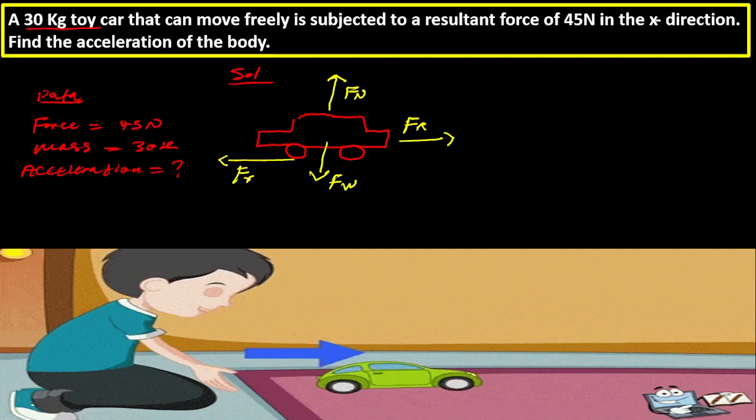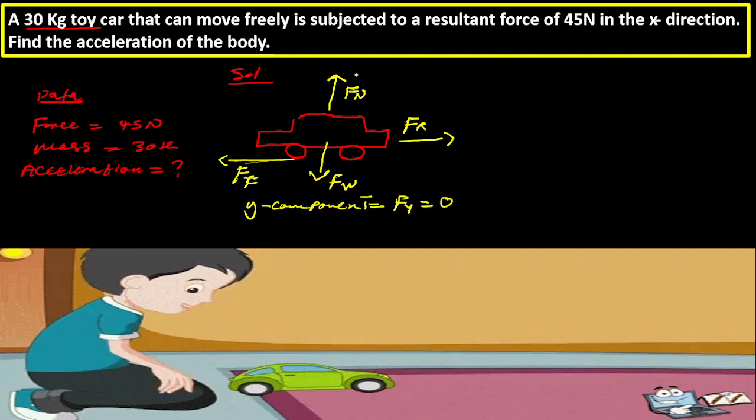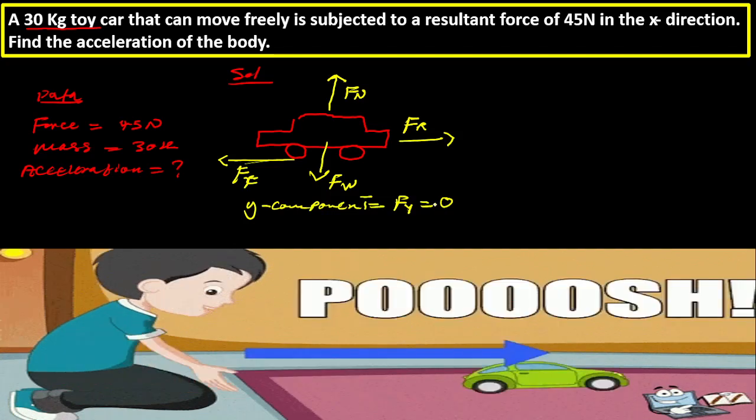That simply means that we can treat the resultant in the Y component, which is equal to Fy, to be equal to 0, since there is no acceleration in the Y component. But the X component is the one which you are much interested in.